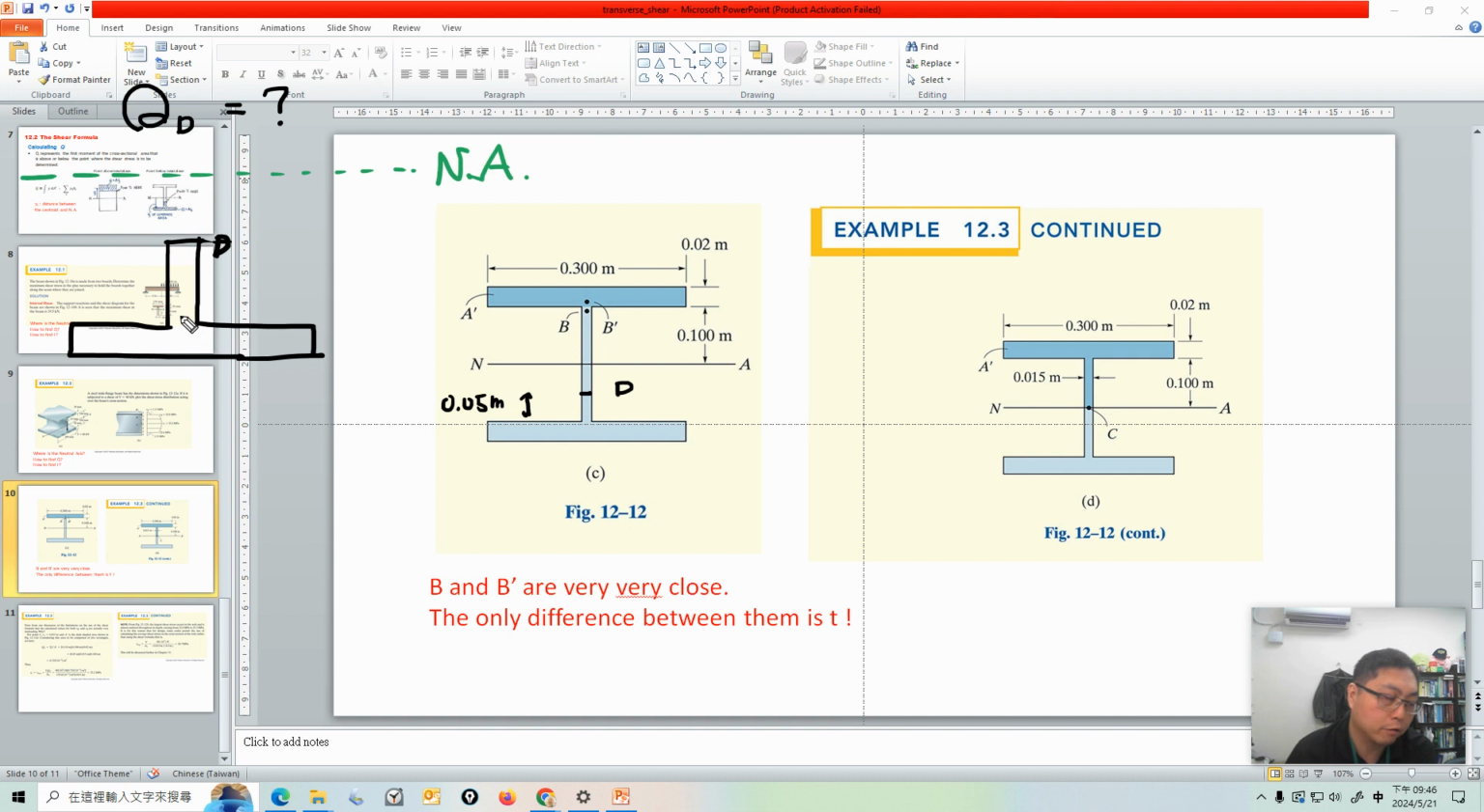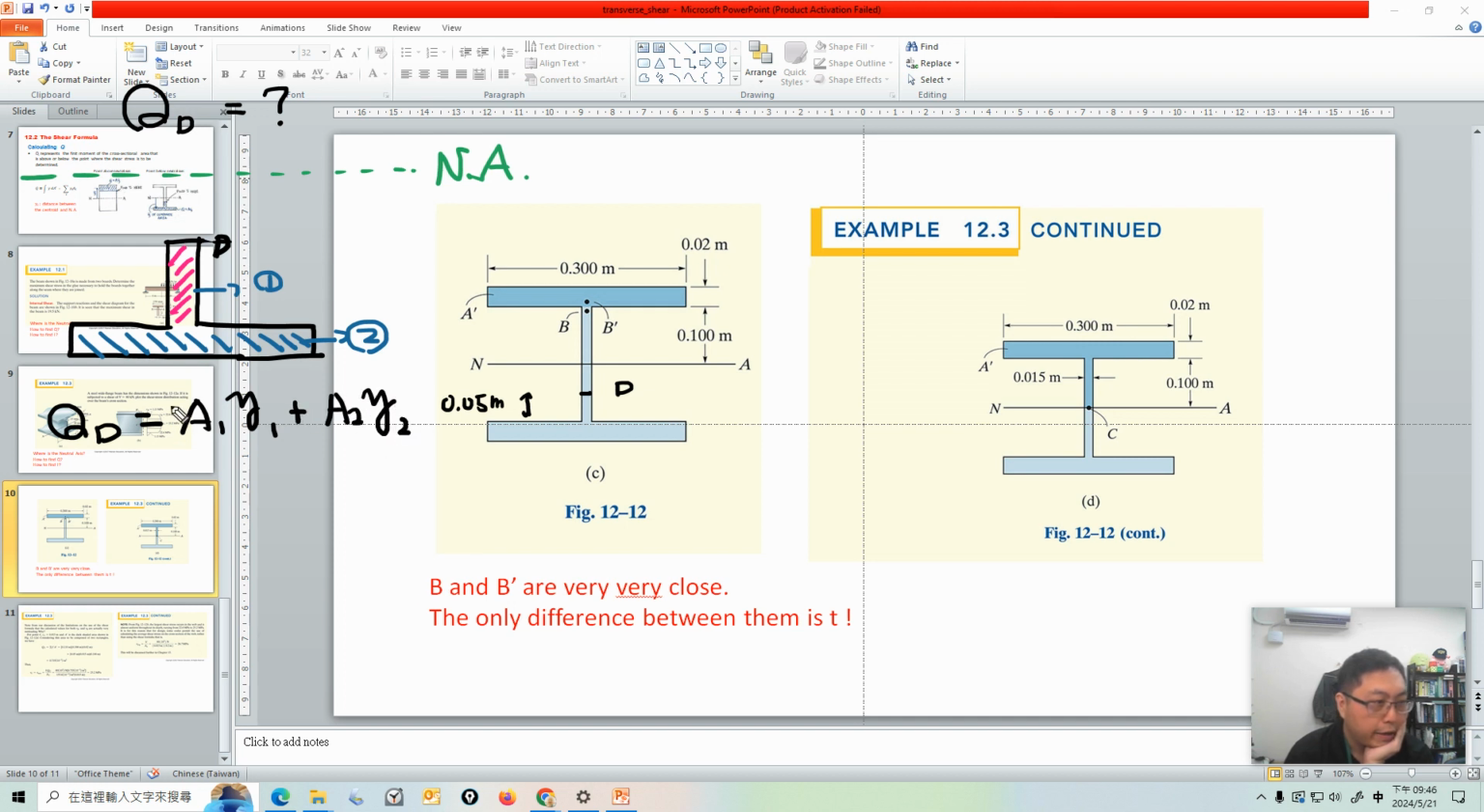The T shape is a complicated shape, so we will have to divide it into simpler shapes. Here is one rectangle and here is the other rectangle. We call this one 1 and this one 2. So QD, what is QD? Right now we have two areas, one and two, so it's A1 Y1 plus A2 Y2.